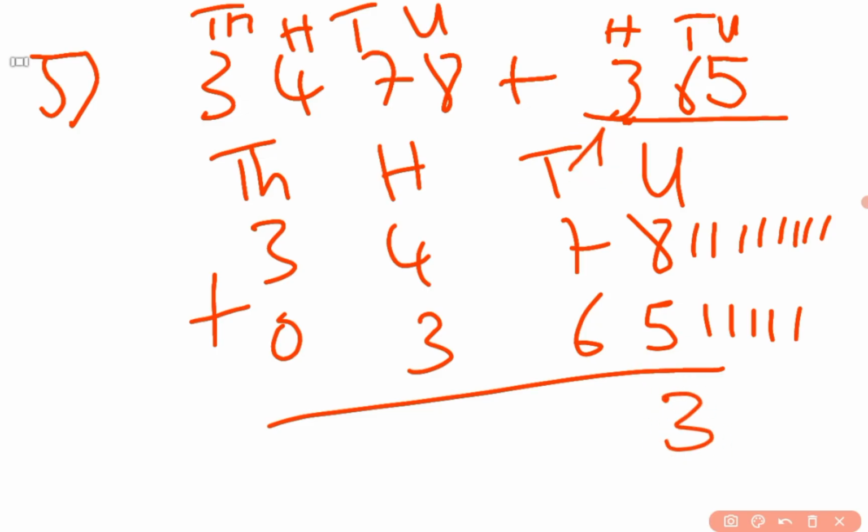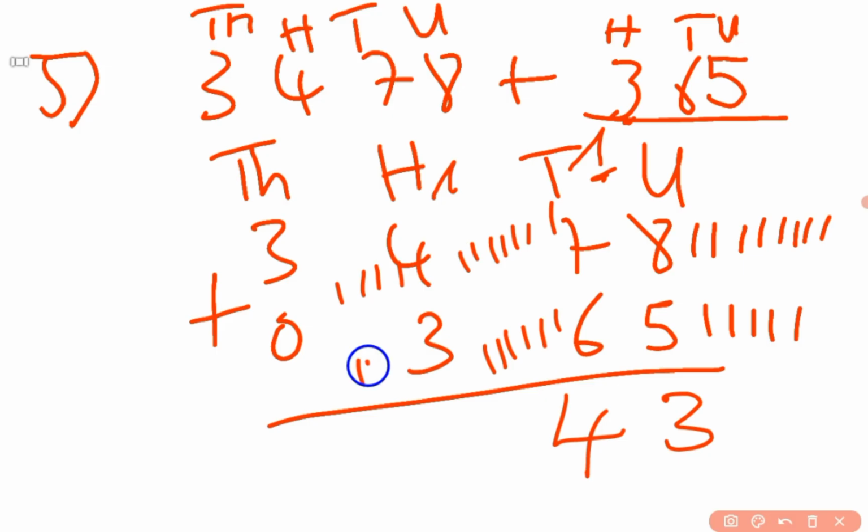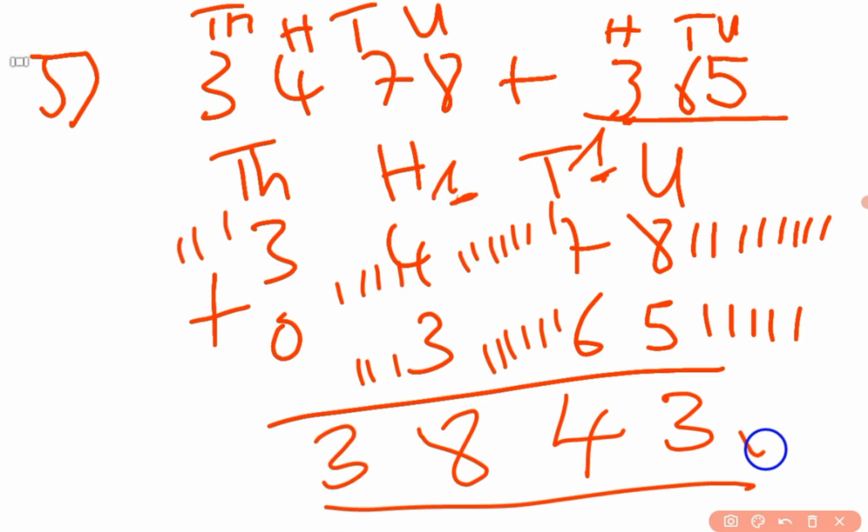Now 7 plus 6. If you count 7 plus 6, it gives you 13, plus this one, 14. So you write 4 and carry 1. Now you have 4 plus 3, 7, plus this one you carried, 8. Then 3 plus 0 equals 3. So this is your answer.